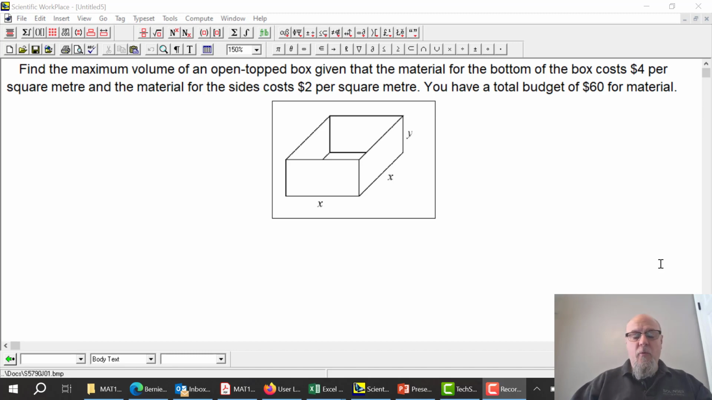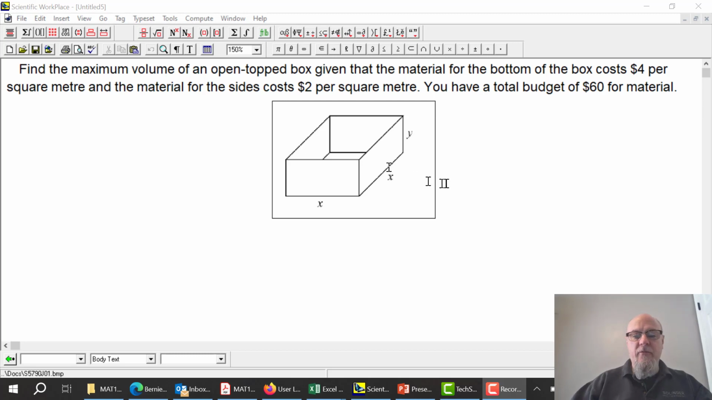So here's a max-min word problem. I know it's a max-min word problem because the first four words are "find the maximum volume." So find the maximum volume of an open top box, given that the material for the bottom costs $4 per square meter and the material for the sides costs $2 per square meter.